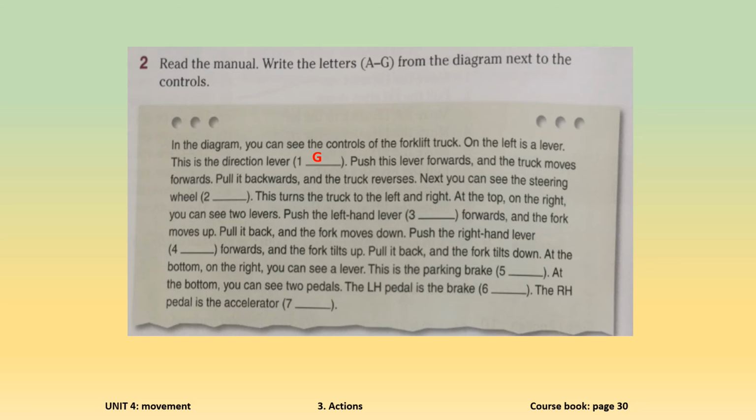At the bottom on the right, you can see a lever. This is the parking brake. At the bottom, you can see two pedals. The LH pedal is the brake. The RH pedal is the accelerator. Now, I'd like you to read this carefully. Look at the diagram in exercise 1 and write the letters. Please pause the video for 5 minutes to be able to answer these and then come back later to check the answers.